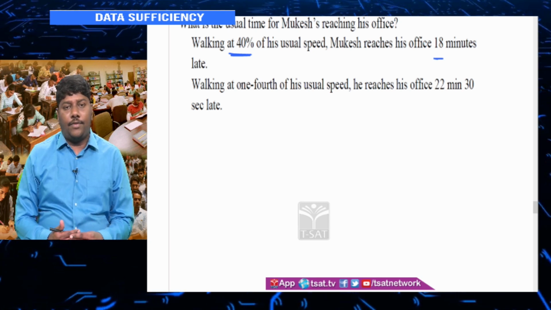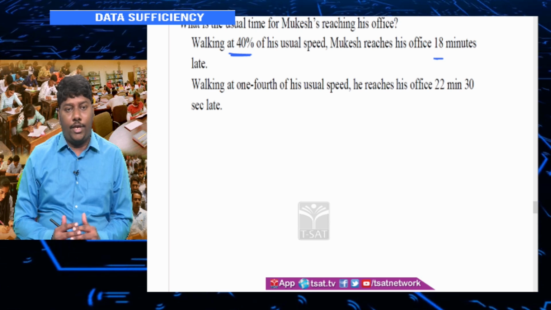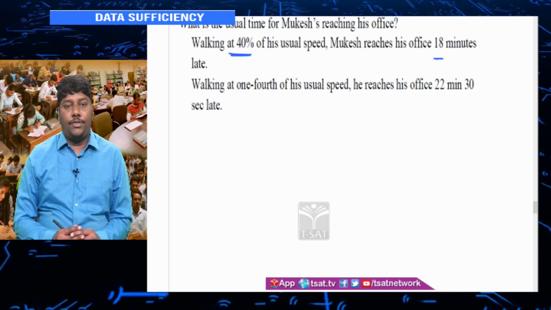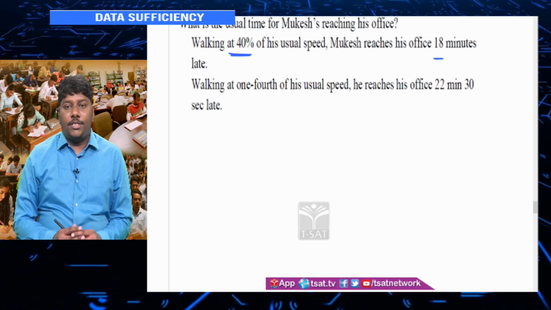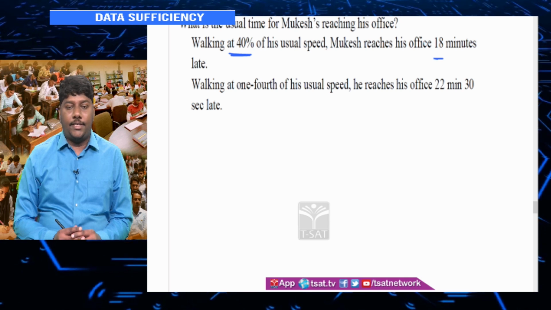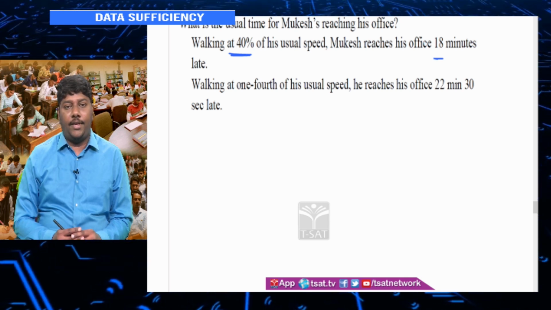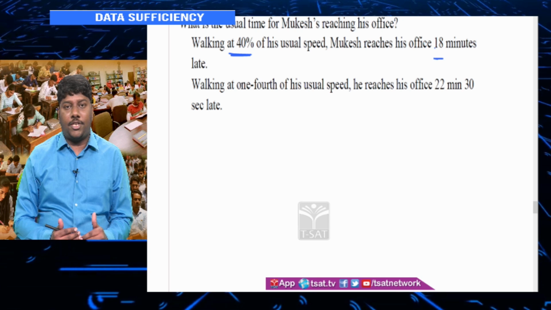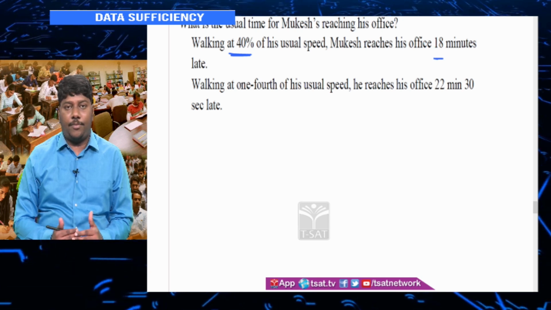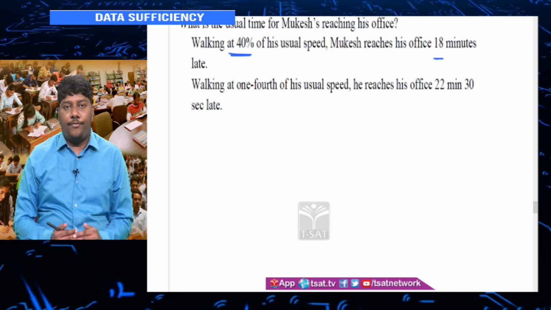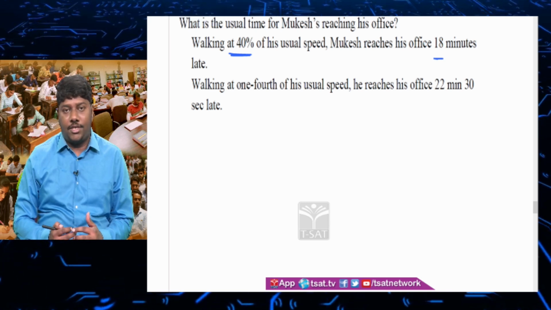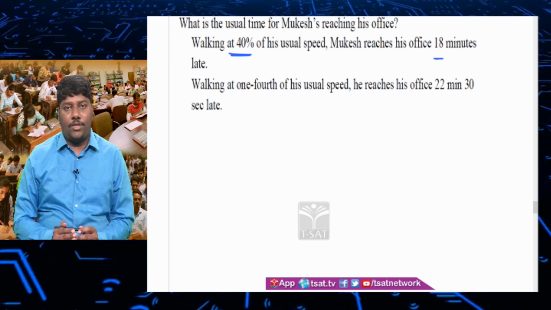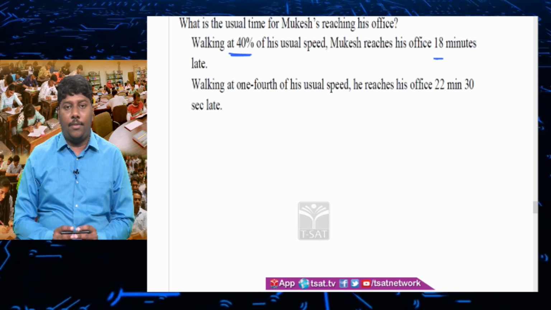Using the first statement alone, I am not finding it because there is no need to find it out. Look at the second one. Walking at 1/4 of his usual speed, he reaches office 22 minutes 30 seconds late. Again, what happens when speed decreases? Speed decreases, time increases, and you know what percent of speed is decreasing and how much time is increasing. So you can find out using statement 2 also. I am not interested in finding the answer; I am just interested whether I can say by using statement 1 or 2. Never solve it if you can say by looking at it.